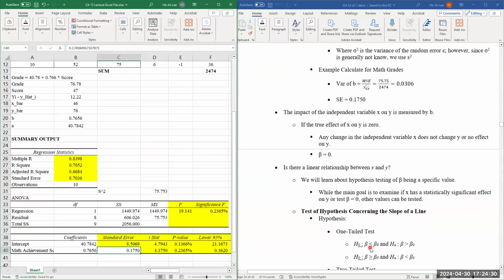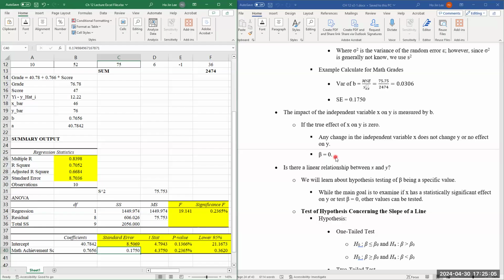The impact of the independent variable x on y is measured by b. I just went into that. If the true effect of x on y is 0, then any change in the independent variable x does not change y, or has no effect on y. X has no effect on y. If beta is equal to 0, that's basically saying x and y are independent. That's actually the most important hypothesis test that we will do.